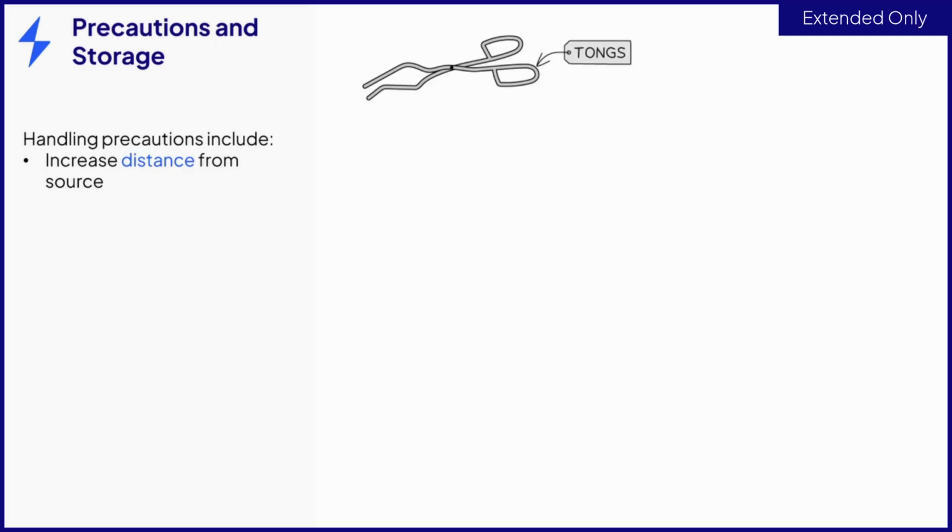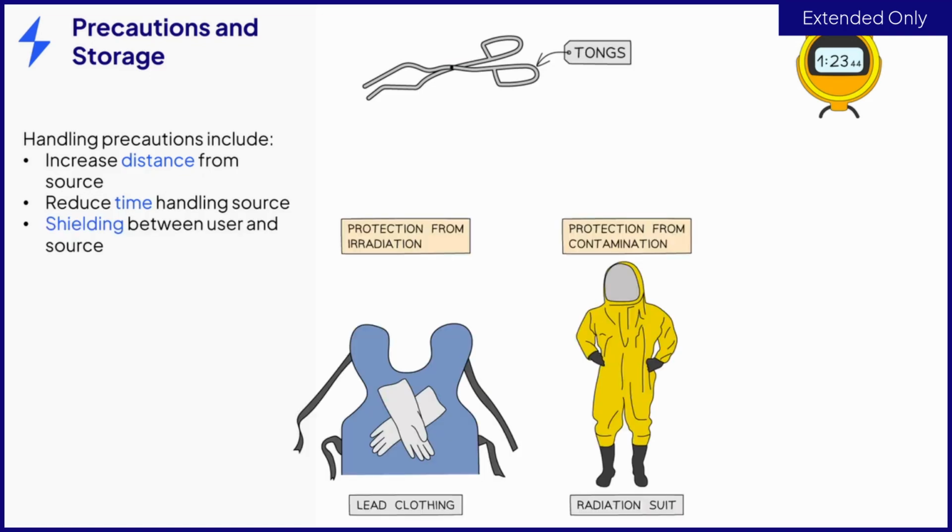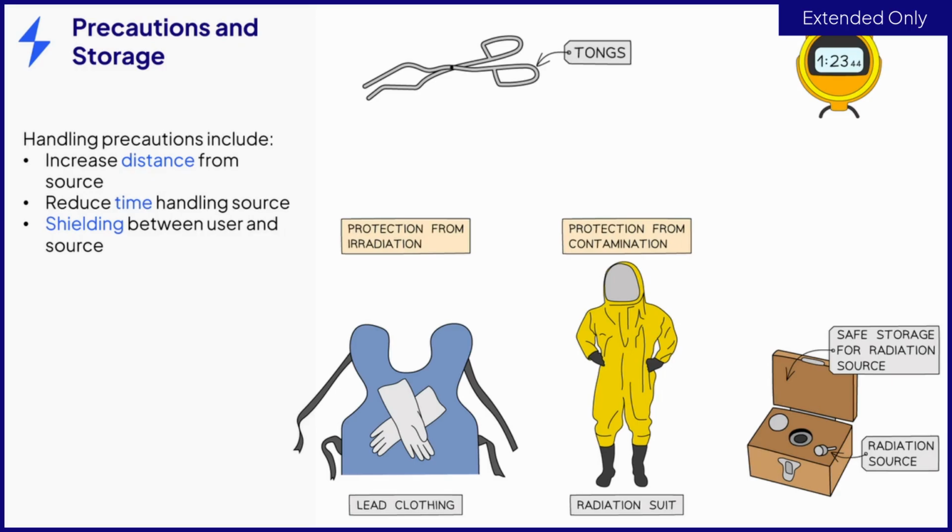Increasing the separation between the user and the source reduces the intensity of irradiation and reduces the chance of contamination. Reducing time spent near the source decreases the total amount of radiation received. Shielding reduces the amount of radiation or radioactive material that reaches the user. This could be lead clothing, suits that prevent the inhalation of materials, or storing the source in a lead-lined box.